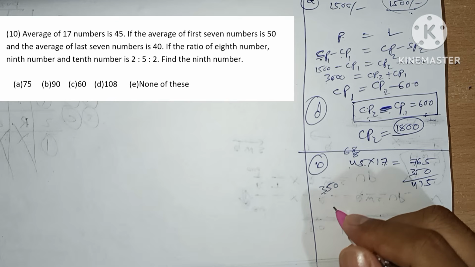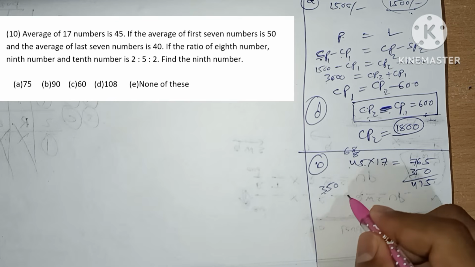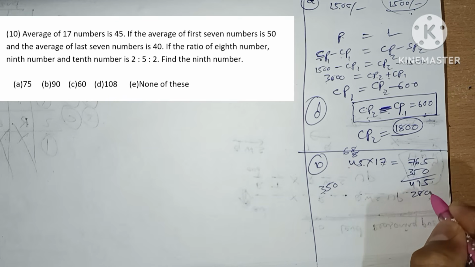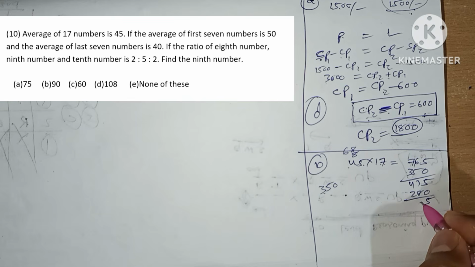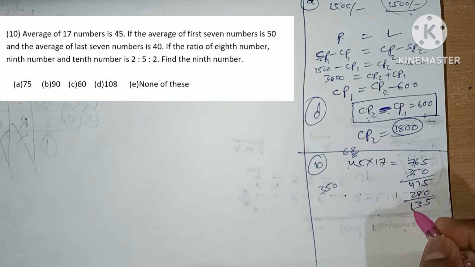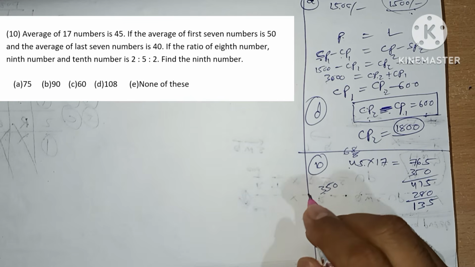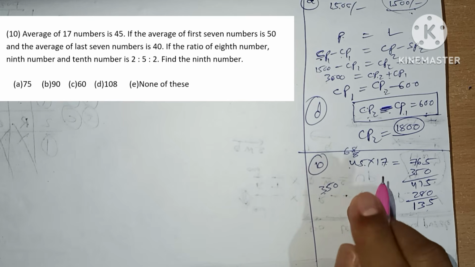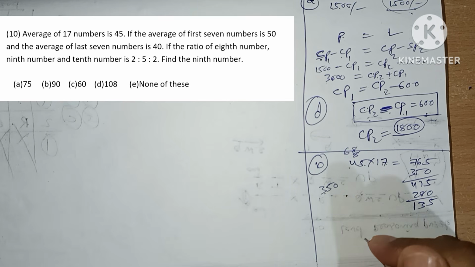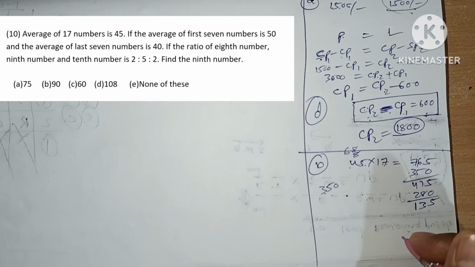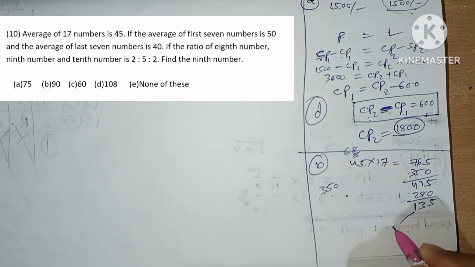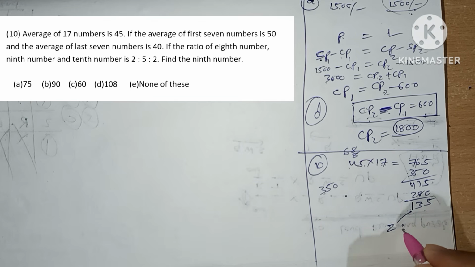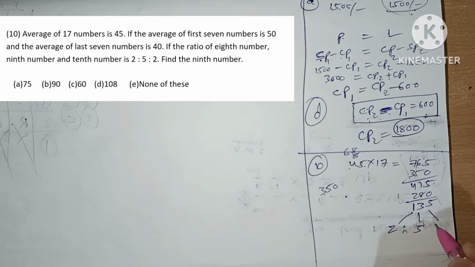And the average of the last 7 numbers is 40. 7 times 40 will be 280. So subtracting 280, we are left with 135. Now it is said that the ratio of the 8th, 9th and 10th numbers is 2:5:2, find the 9th number. This is the 8th number, which is in the ratio of 2. This is 5 and this is 2.